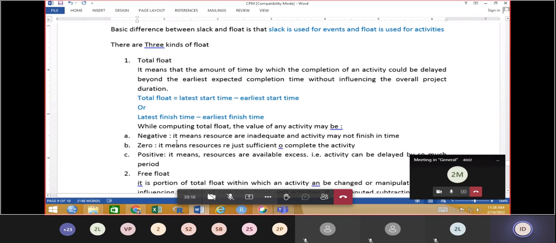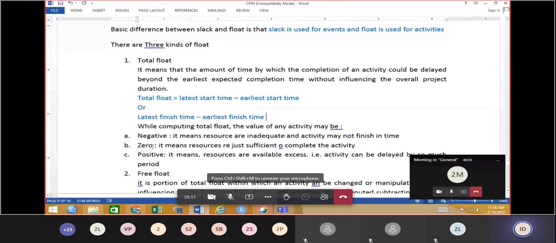Negative means the resources are inadequate and the activity may not finish in time. Keep in mind, negative means resources are inadequate; there are no resources available. Resources are insufficient. That is why the activity may not finish in time. It is not the fault of the system, because due to some inadequacy of resources the activity is not going to be finished, so it comes out negative.